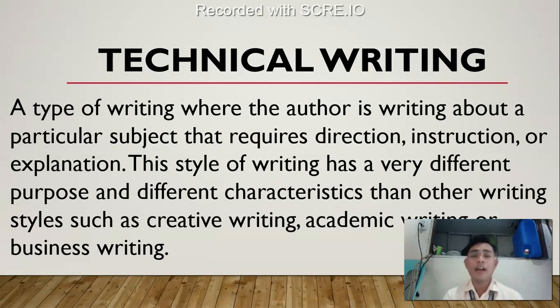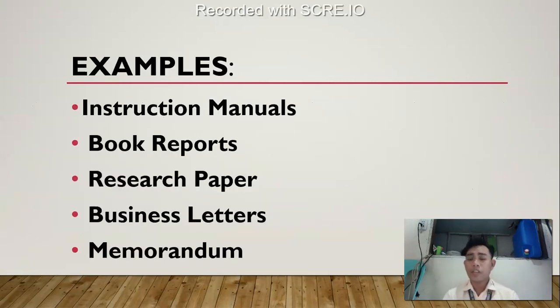I will give you some examples of technical writing. First example is instruction manuals. The second is book reports. The third is research papers. The fourth is business letters. And the last is memorandum. Okay, those are the examples of technical writing. Let's proceed.